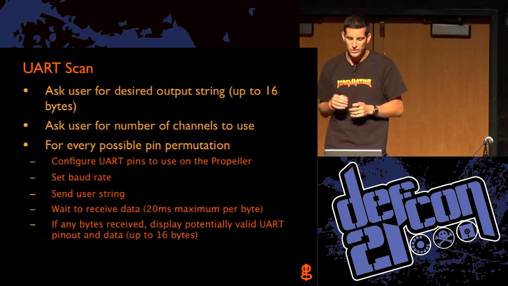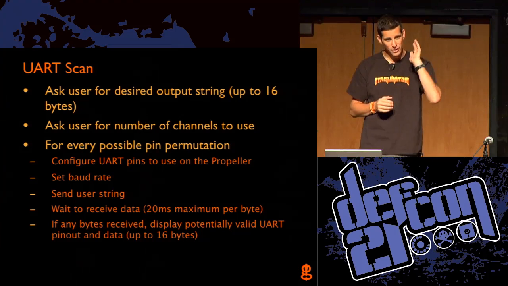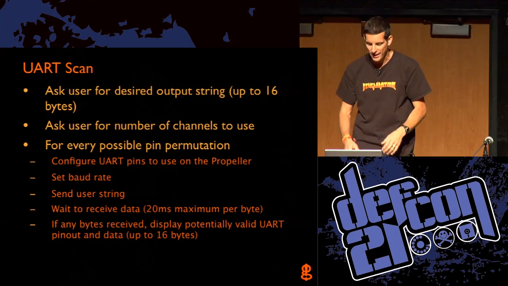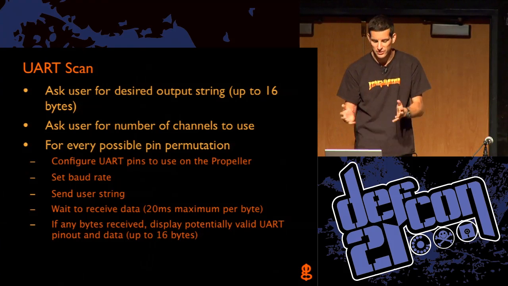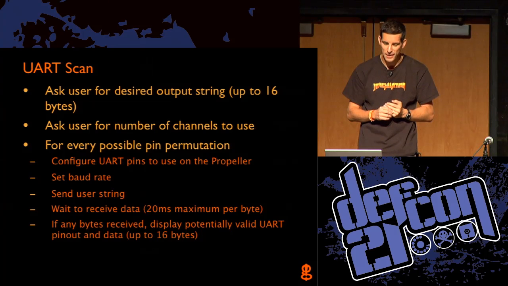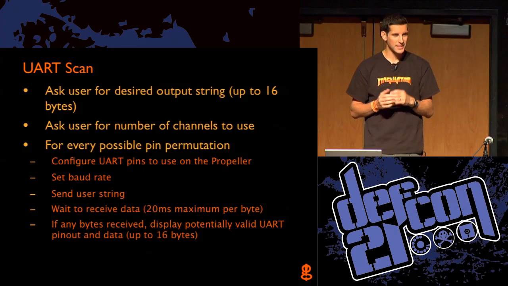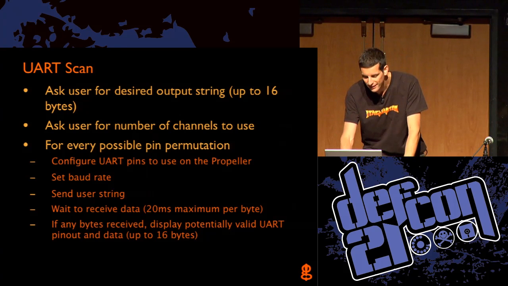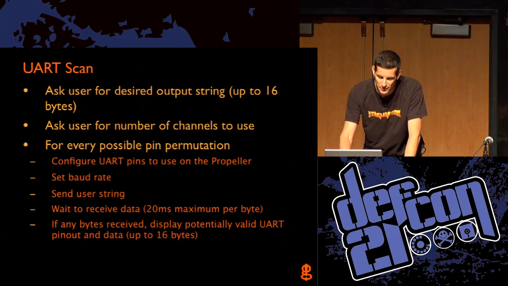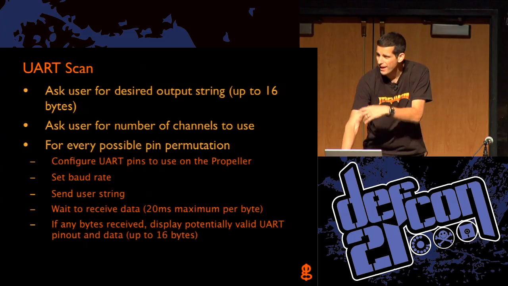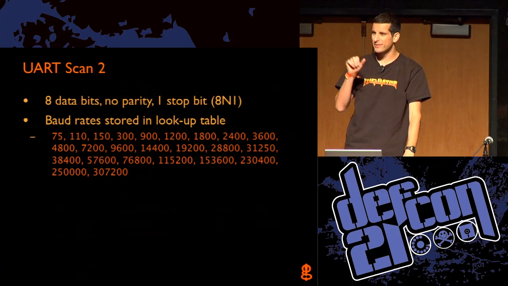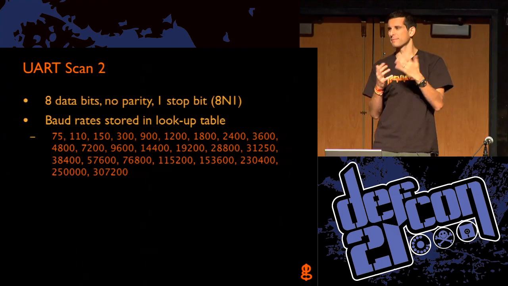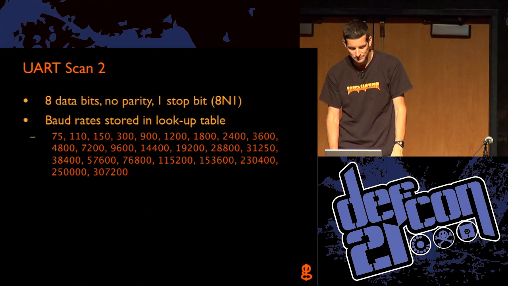You can tell JTAGulator what user string you want to send out on what it thinks is the TX line, and then it's going to look on the RX line to see if it gets anything back. It's going to try all different baud rates and basically wait 20 milliseconds to see if it receives a byte back, and if it doesn't, it's going to move on to the next thing. And 20 milliseconds is pretty long in computer time anyway. If there is a valid response, it's going to display 16 bytes of data, so we can quickly go through and see if there's any human readable stuff or something that makes sense for what we're looking at.